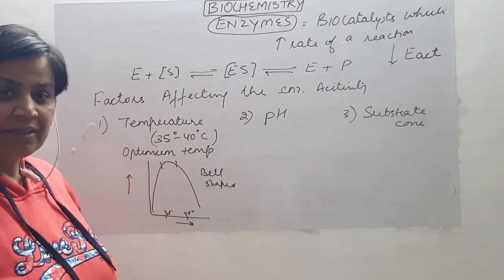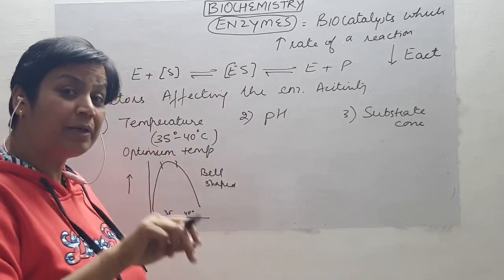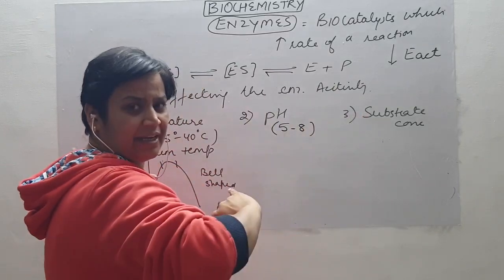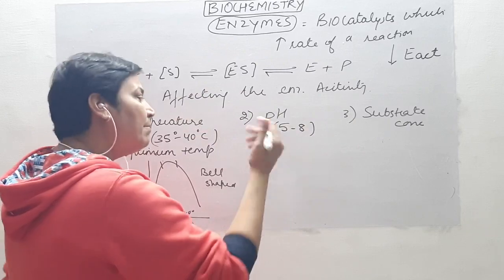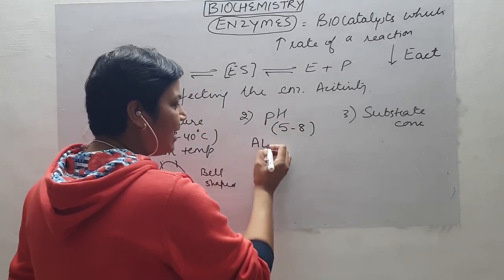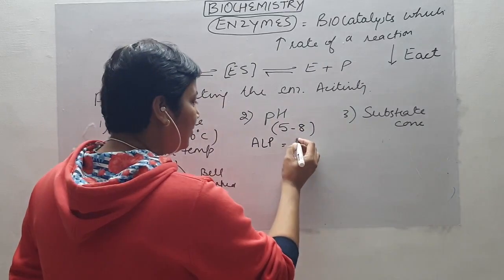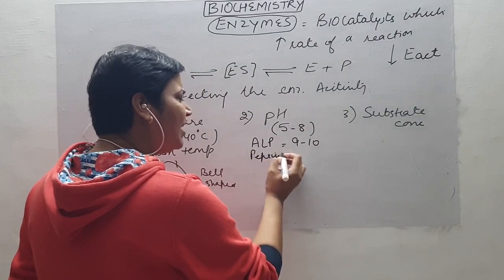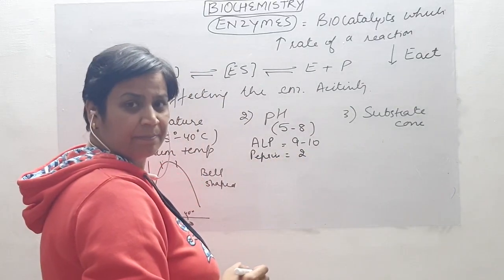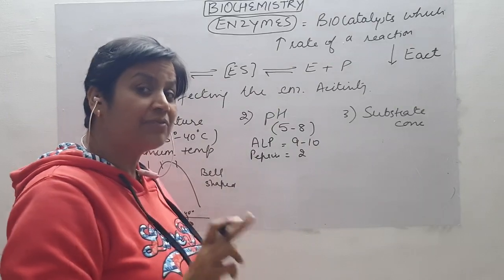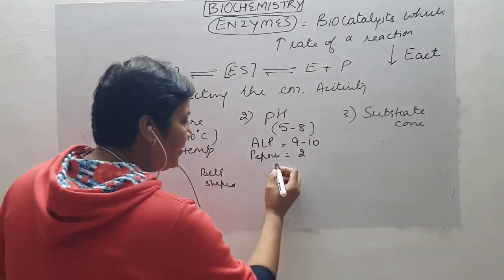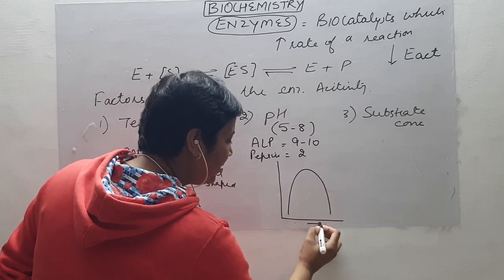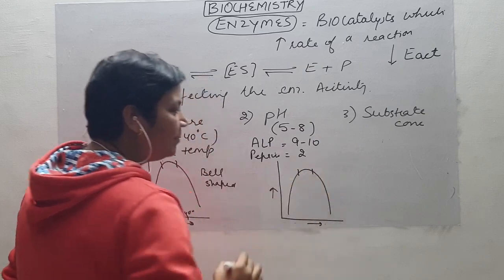Then comes pH. Again, every enzyme has an optimum pH which is roughly between 5 to 8. Little bit towards acidic, little bit towards alkalinity. But there are certain exceptions to it, like alkaline phosphatase. It works between 9 to 10 pH. Pepsin works at very acidic pH, that is 2. But overall, all the enzymes will show a pH optima between 5 to 8. And again, a bell-shaped graph will be obtained like this. This will be the pH optima.